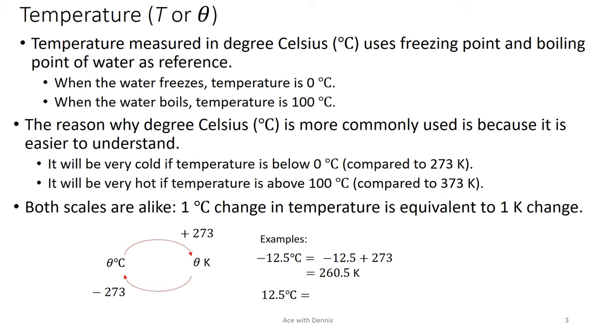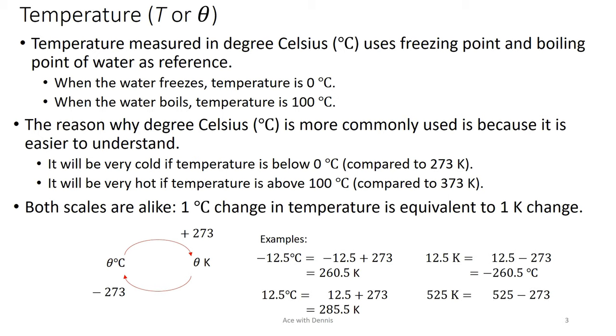For 12.5 degrees Celsius, it will be 12.5 plus 273 equals 285.5 Kelvin. On the other hand, 12.5 Kelvin equals 12.5 minus 273, which will give us negative 260.5 degrees Celsius. For 525 Kelvin, it is 525 minus 273, which will give us 252 degrees Celsius.